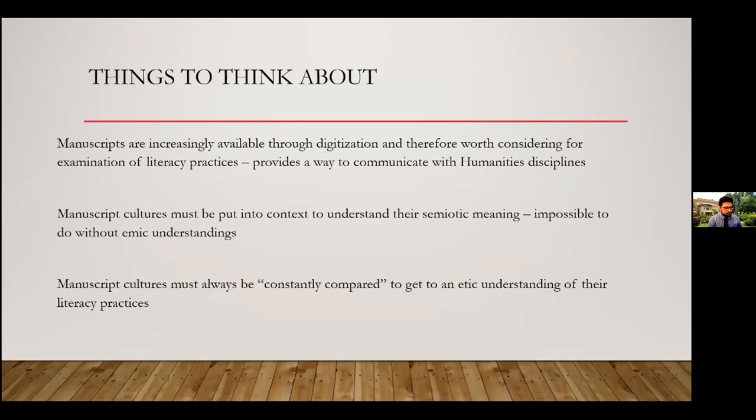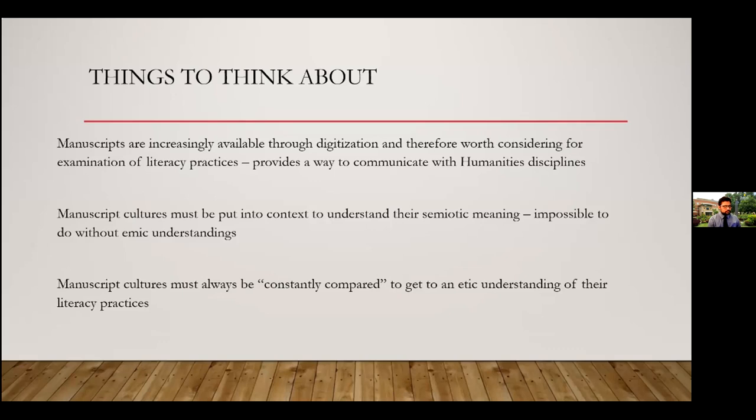Manuscript culture can also be put into context by understanding its semiotic meaning. It is impossible to understand manuscript culture without emic understanding because manuscripts are so situated, and reading them requires situational understanding at all times, just because of the very nature of the writing and the codes and the sort of cursive methods and the paper. You cannot really understand manuscripts without being immersed in the local situational culture.